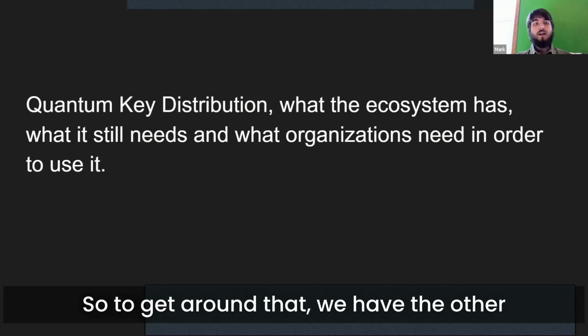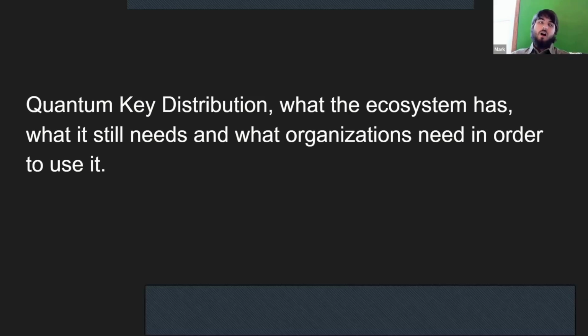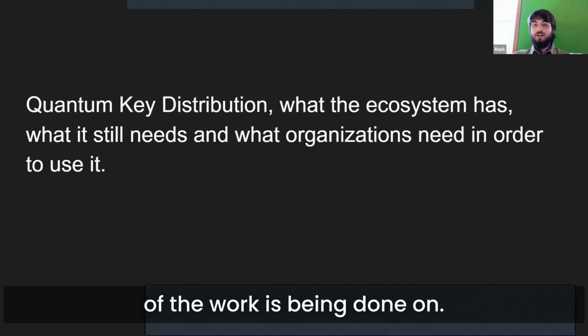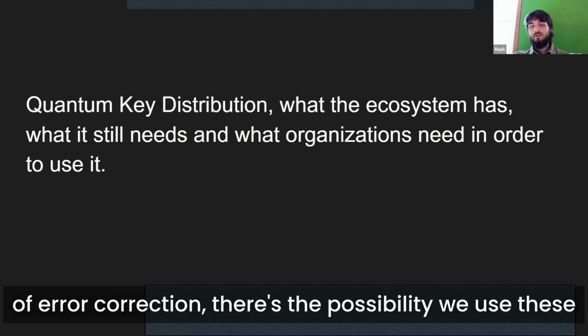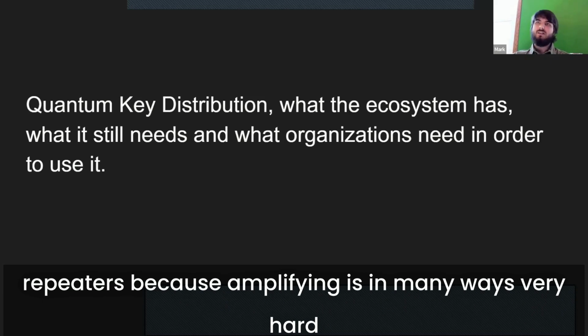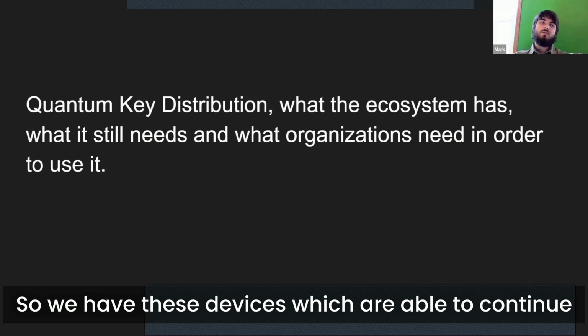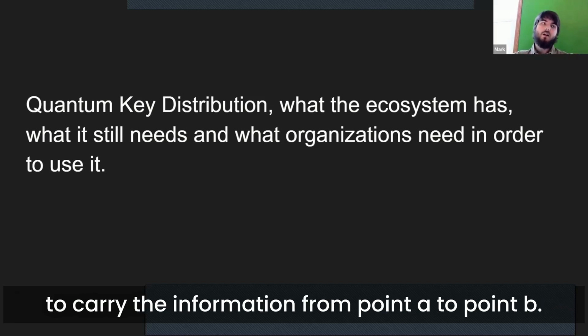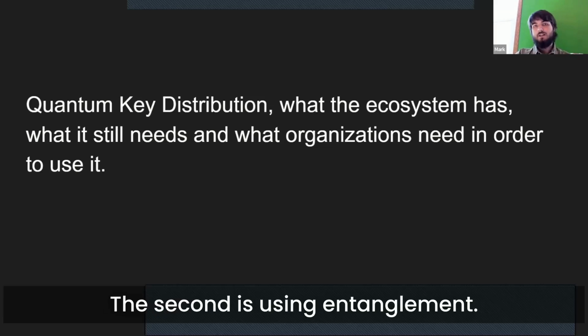So to get around that, we have the other method of quantum key distribution, which is trusted repeaters. And it sounds like this is what most of the work is being done on. Rather than amplifying or performing an extreme amount of error correction, there's the possibility we use these repeaters, because amplifying is, in many ways, very hard on more or less single photons. So we have these devices which are able to continue to carry the information from point A to point B. There are two main methods here. The first is using key exchange hops. The second is using entanglement.